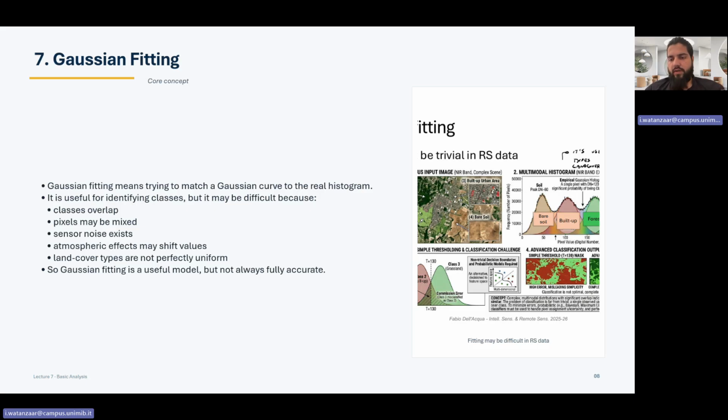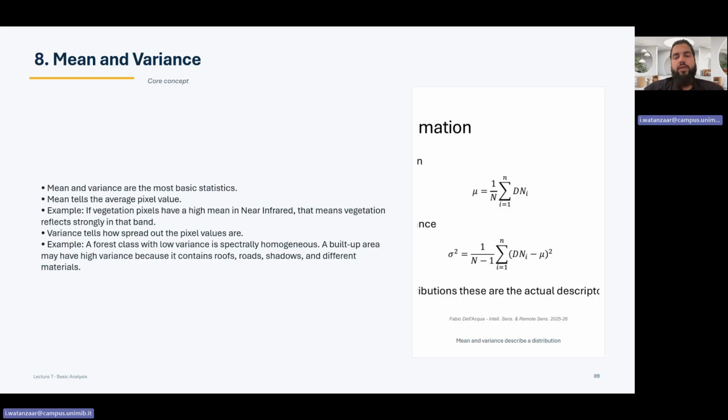Although histogram equalization is one of the important basic analyses we should take into account within the modes, we also have some basic statistical methods like mean and variance. Mean and variance are the most basic statistics. A mean tells the average pixel value. For example, if a vegetation pixel has a high mean in the near infrared, that means the vegetation reflects strongly in that band.